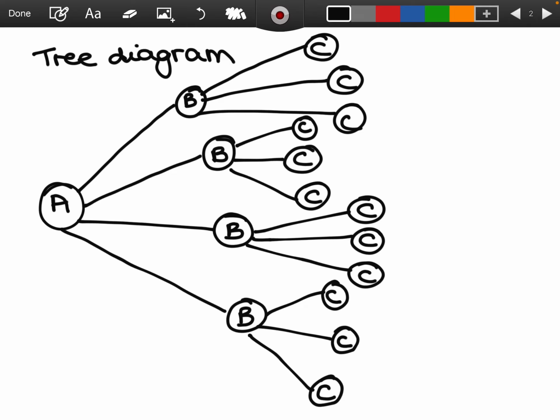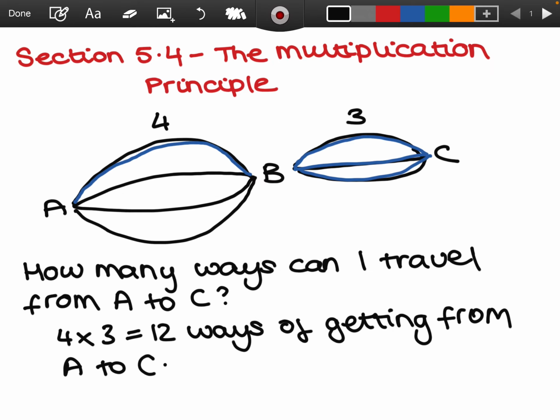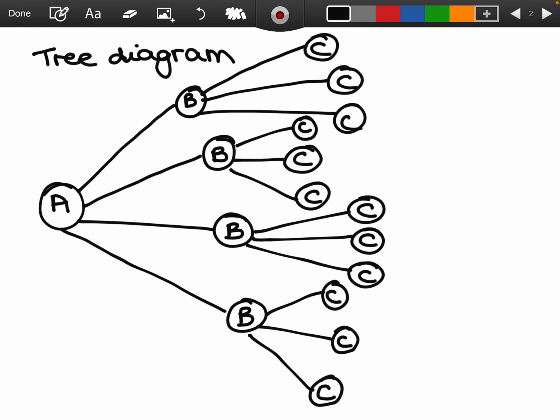So here is where you can see those 12 possible paths of getting from A to C. This is called a tree diagram. Whenever you get a problem like this, you can either just go ahead and draw it like I did in my first example here, or you can actually draw a tree diagram for it to see the number of possible ways.